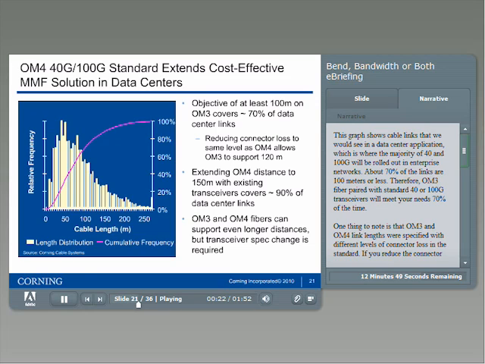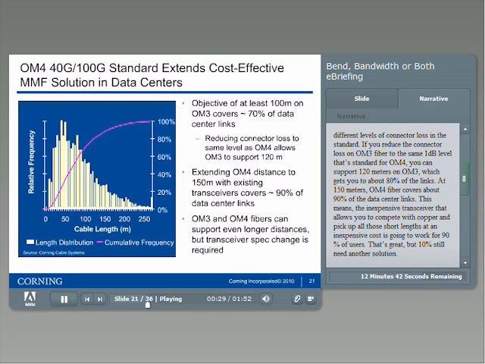One thing to note is that OM3 and OM4 link lengths were specified with different levels of connector loss in the standard. If you reduce the connector loss on OM3 fiber to the same 1 dB level that's standard for OM4, you can support 120 meters on OM3, which gets you to about 80% of the links. At 150 meters, OM4 fiber covers about 90% of the data center links. This means the inexpensive transceiver that allows you to compete with copper and pick up all those short lengths at an inexpensive cost is going to work for 90% of users.